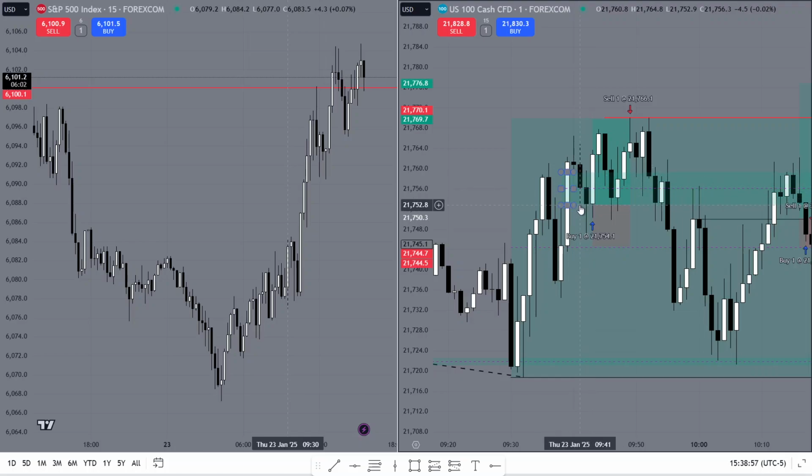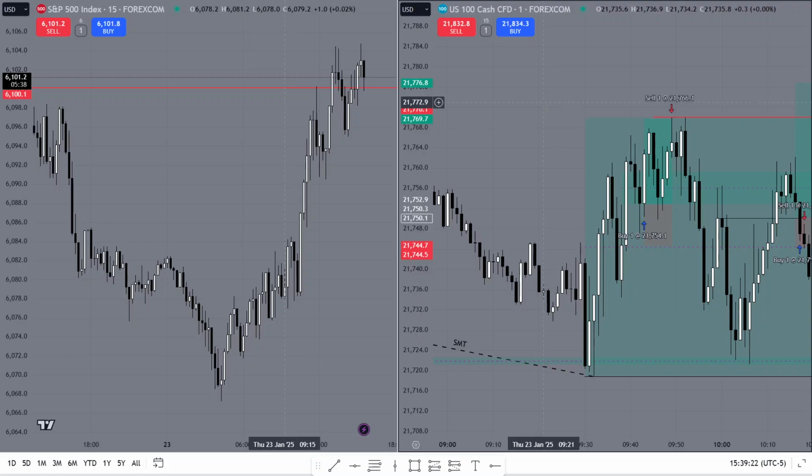So this wick, see how it respected the fair value gap? It did let the wick go below the gap, and right here the candle was being respected. The candle respected the gap. So I saw that and I instantly entered right there. Spread made me enter here, but my entry was exactly when this candle closed.